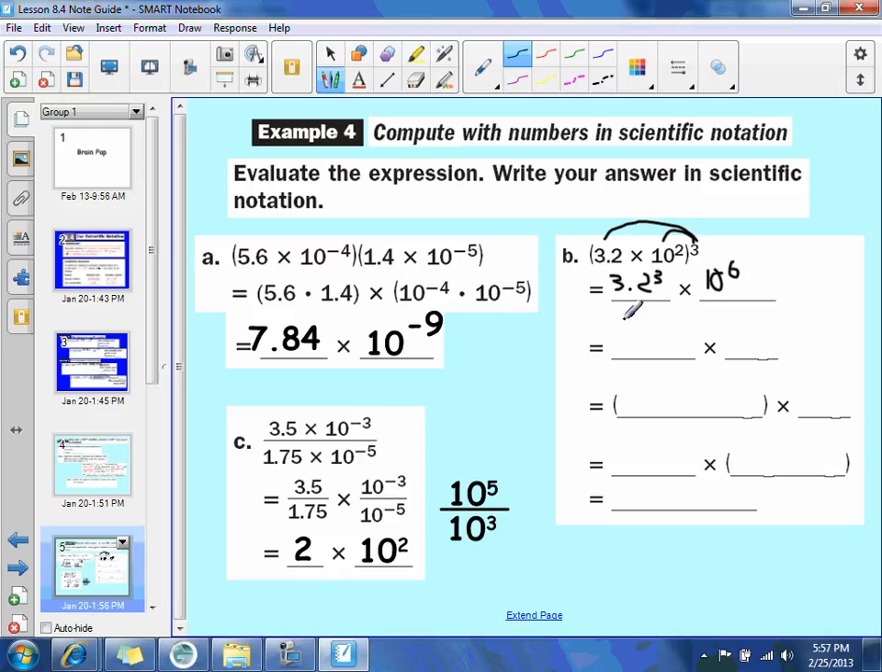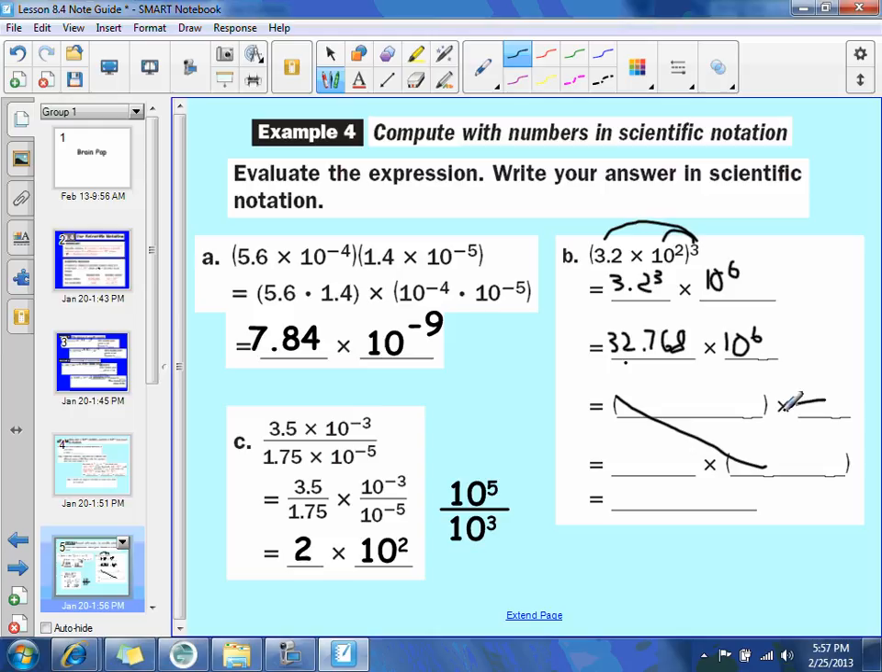Well, 3.2 to the third power is 32.768 times 10 to the 6th. Now, do you notice we have all these extra lines, like that's not our actual answer? It's not. Look at this first number. That's not between 1 and 10.